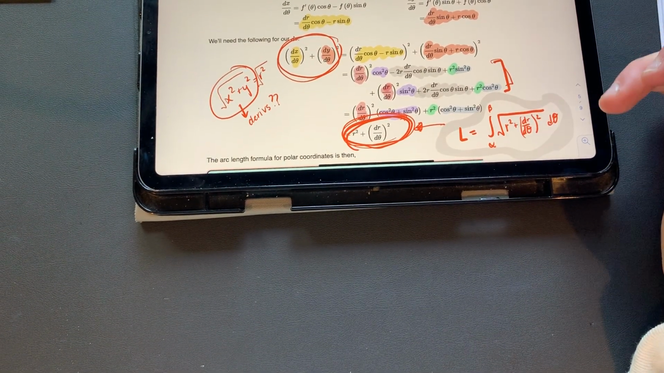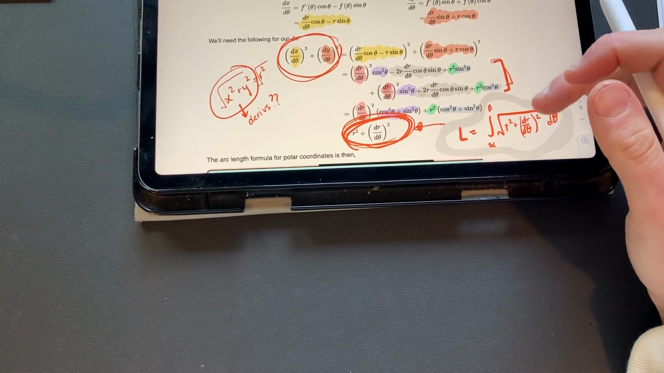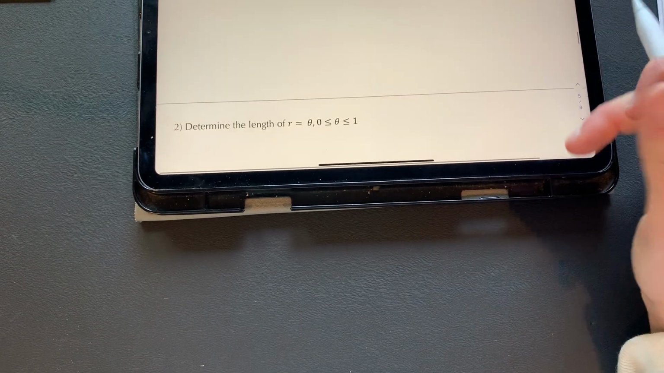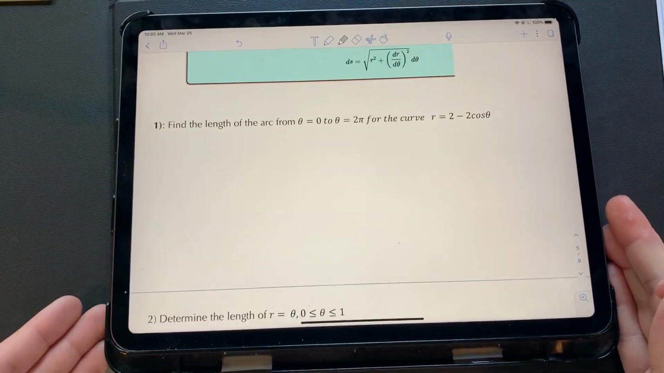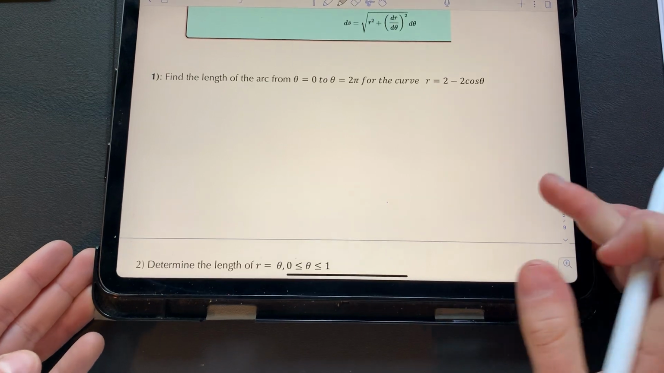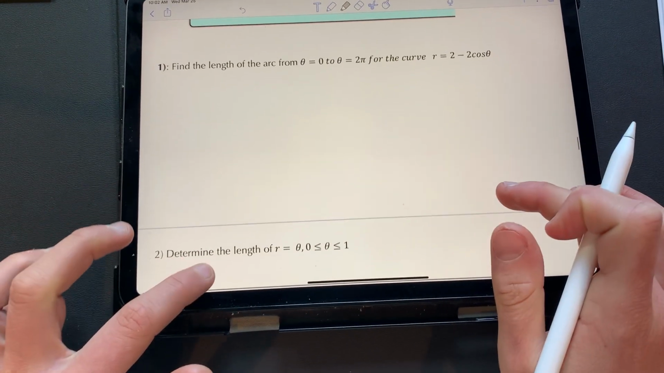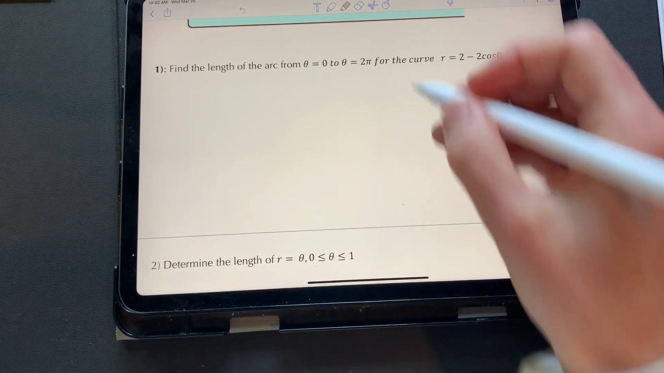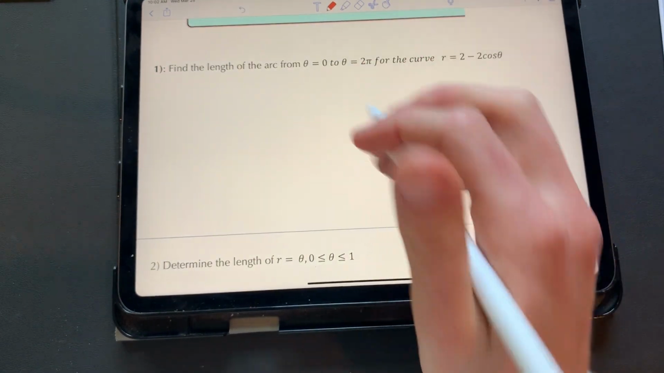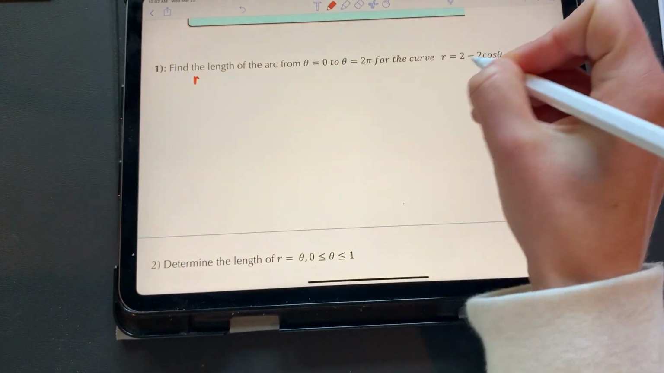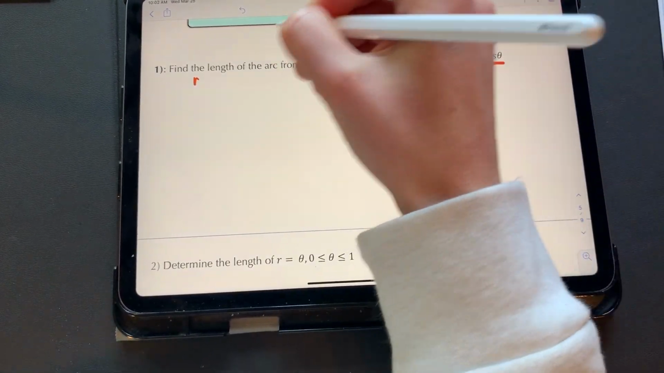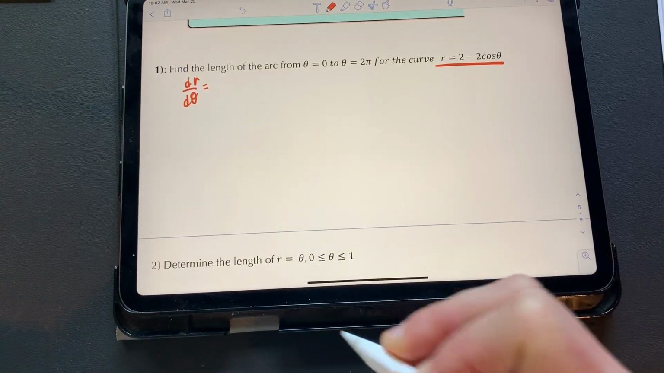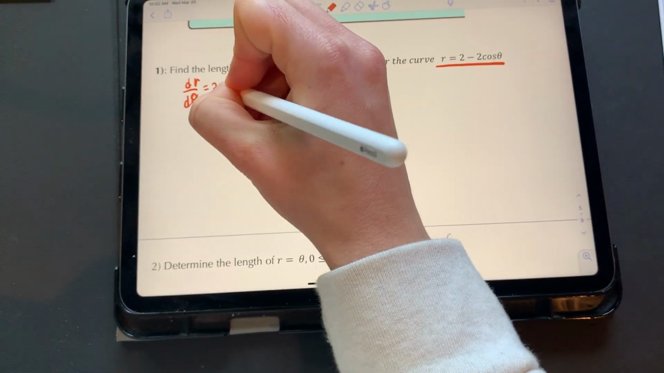And again, you do not need to memorize it. Math is about making connections, not memorizing. So let's find the arc length. Find the arc length from theta equals 0 to 2 pi for the curve r equals 2 minus 2 cosine theta. So what do we need in our formula? We need r, we have it, and we need dr d theta. So we need to just do a quick derivative. That will be just 2 sine theta.